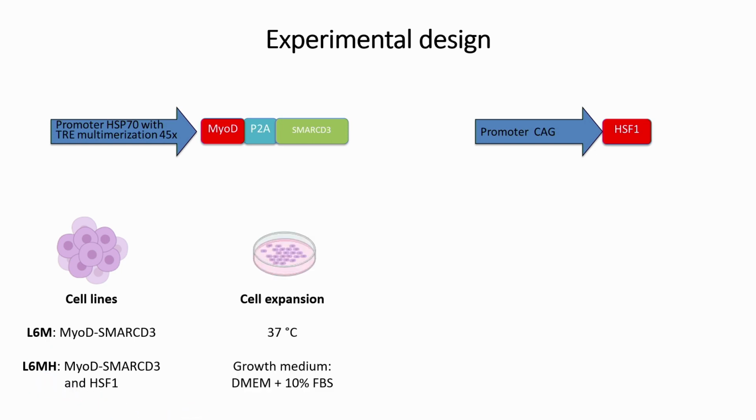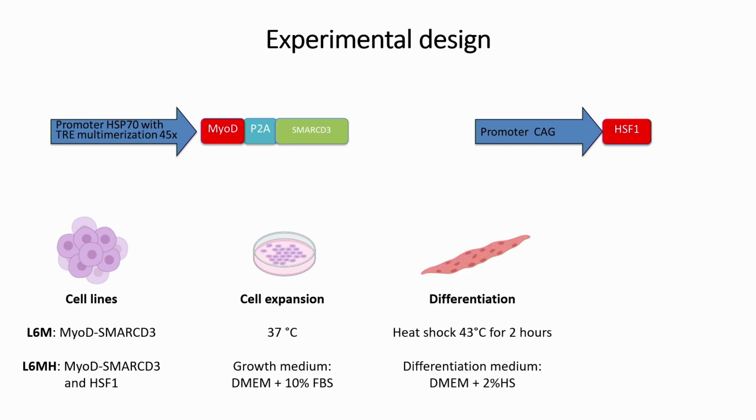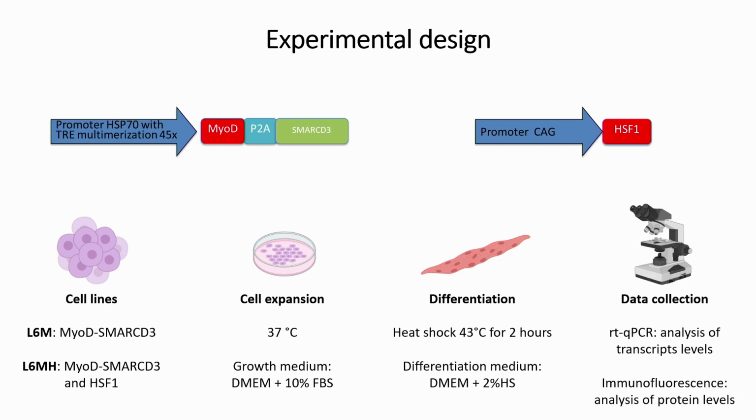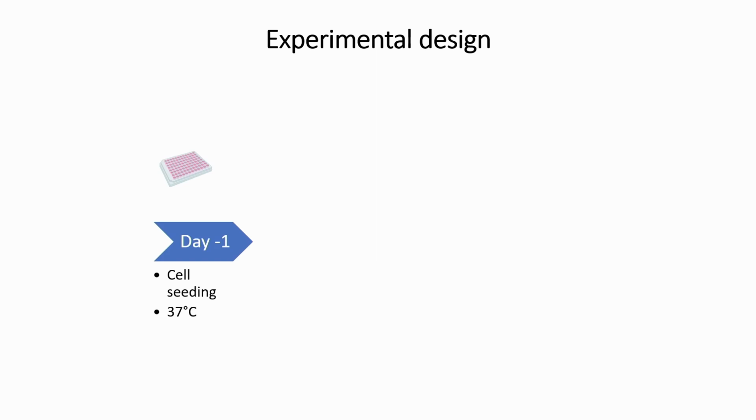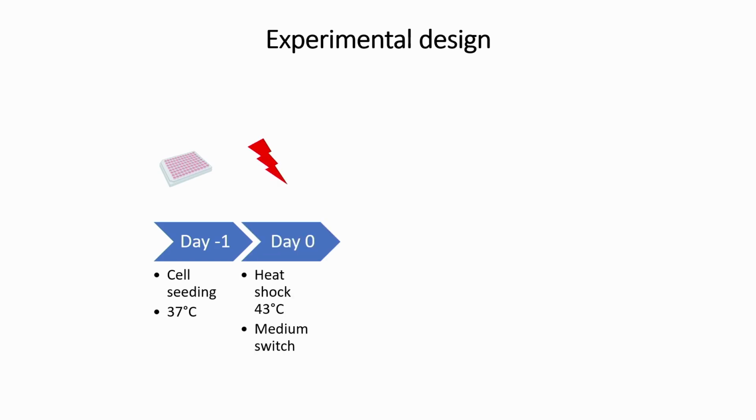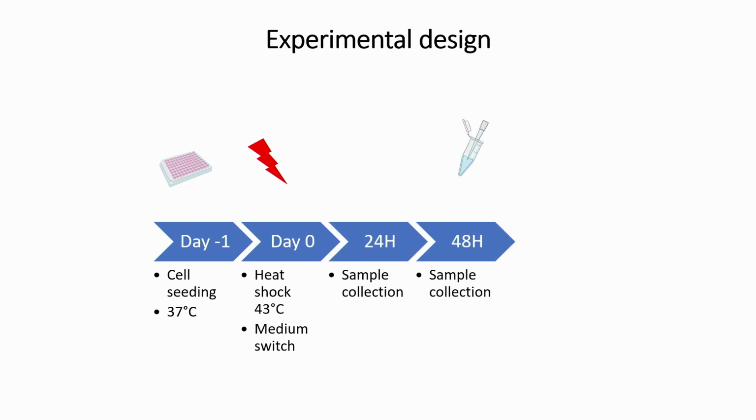These cells went through an expansion phase at 37 degrees, and the differentiation was induced with a heat shock at 43 degrees for 2 hours and a switch to the differentiation medium. Then the samples were analyzed by real-time qPCR and immunofluorescence. Briefly, we seeded the cells, we induced the differentiation by heat shock and medium switch, and the samples were collected after 24, 48, and 72 hours.